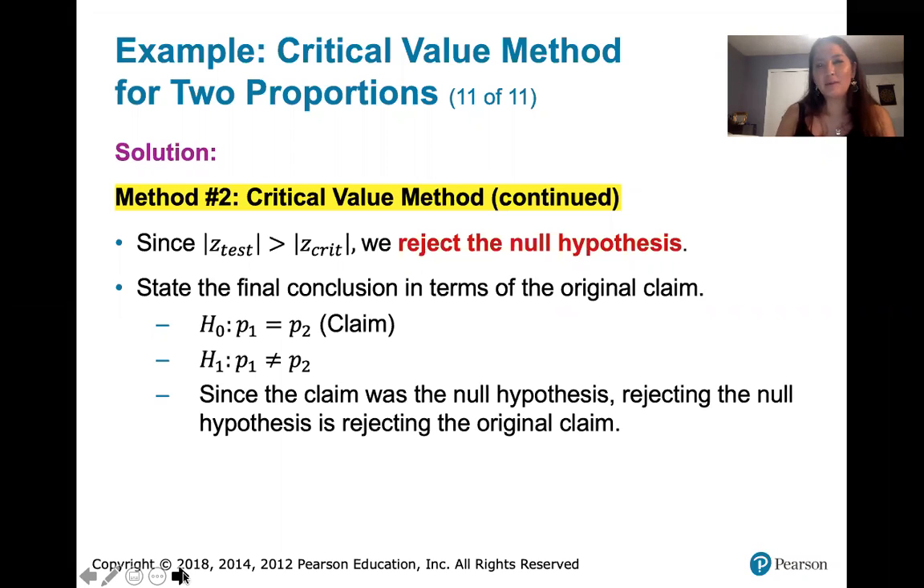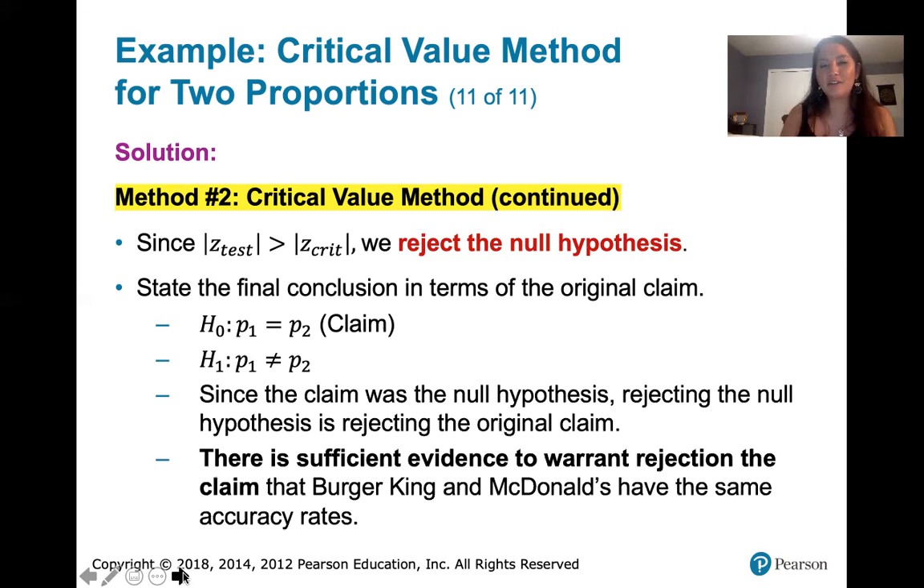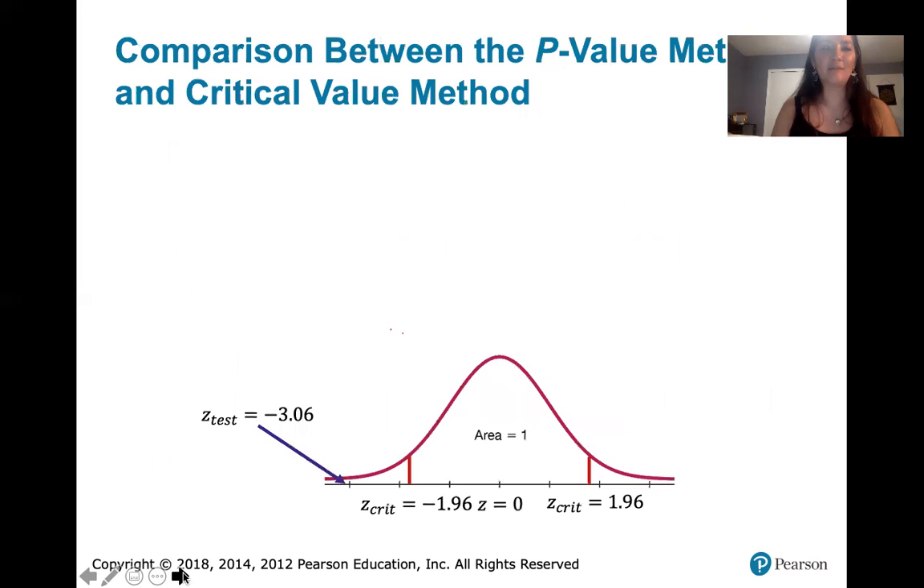So when we reject the null hypothesis, what we're saying about the original claim is that we have sufficient evidence to reject the claim, or there is sufficient evidence to warrant rejection of the claim that these two restaurants have the same accuracy rates. Now, I just wanted to remind you one more time that the critical value method and the p-value method are going to get you exactly the same result.